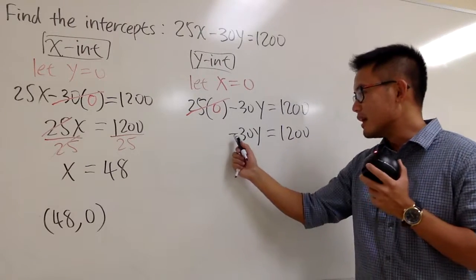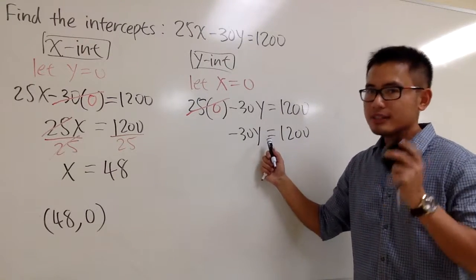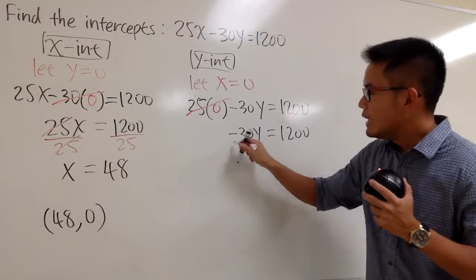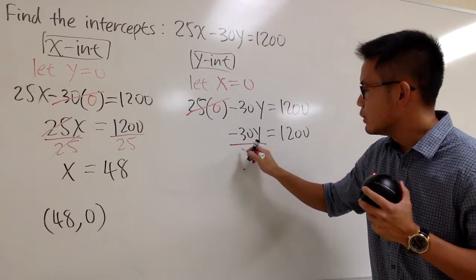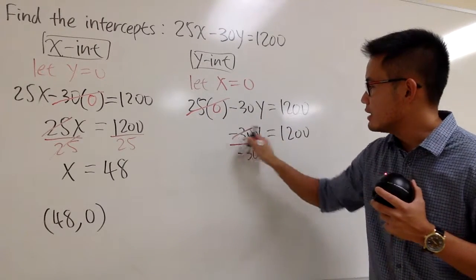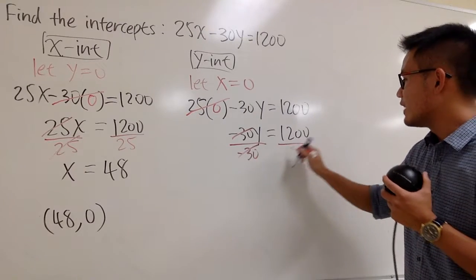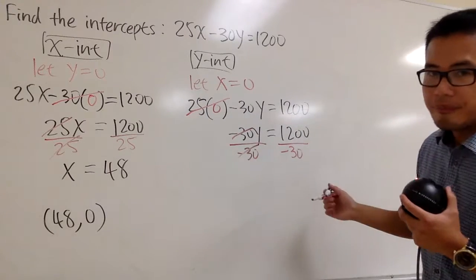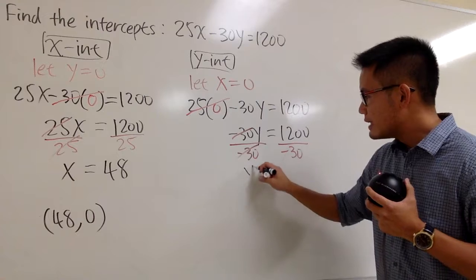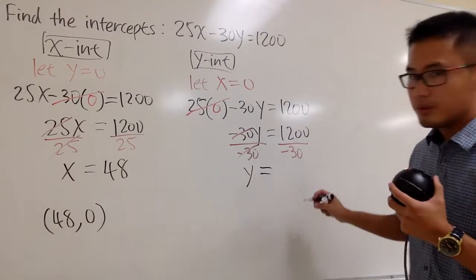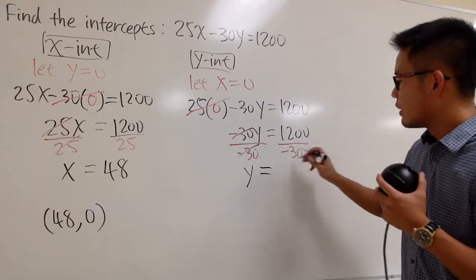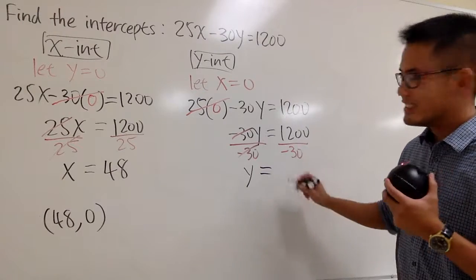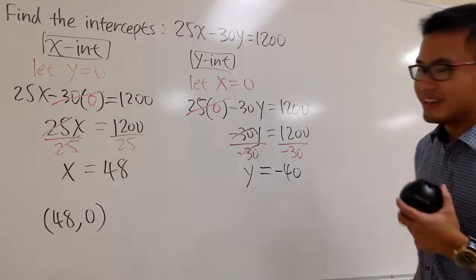Be careful, this is negative 30 times y, so we have to divide by the negative 30 right here, so that this will be gone. We also divide this side by negative 30. At the end, the y will be by itself, and this is equal to 1200 over negative 30. We have negative 40 for the answer.